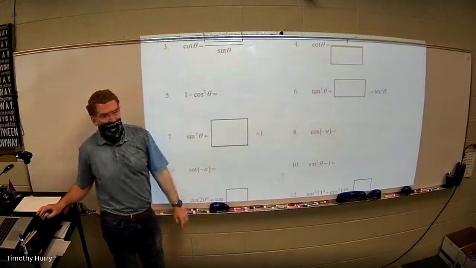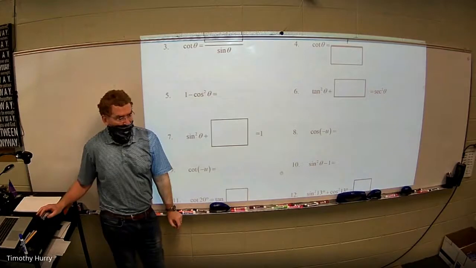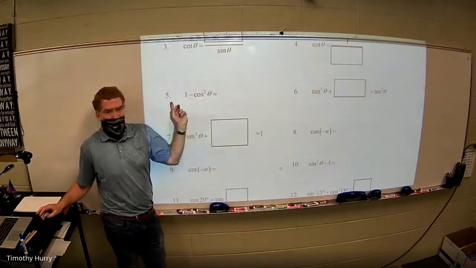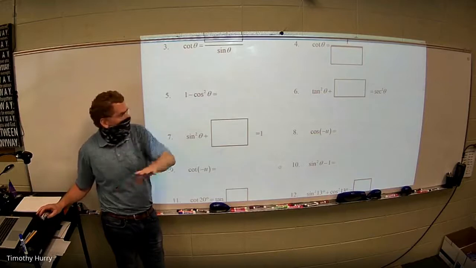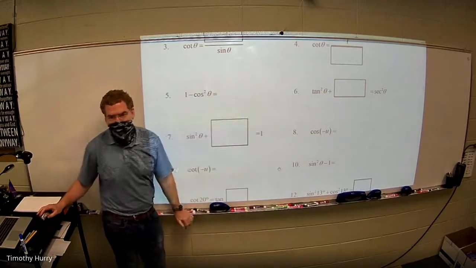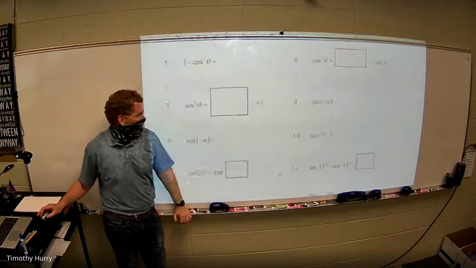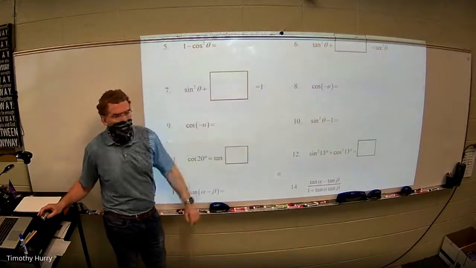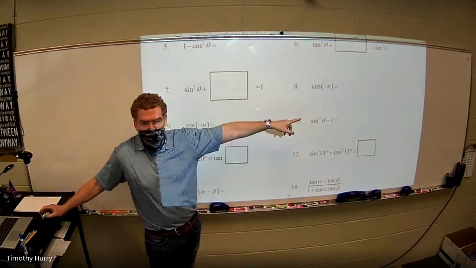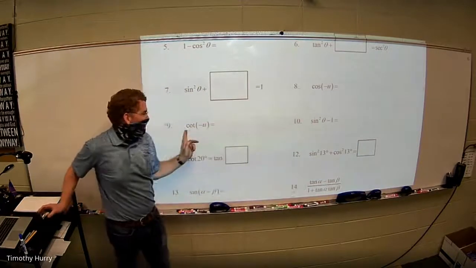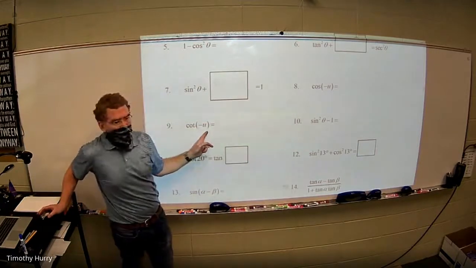1 plus cosine squared. Sine squared. Be careful because sometimes I write cosine squared minus 1, and that would be negative sine squared. So be careful. Tangent squared plus blank equals secant squared. 1. Sine squared plus blank equals 1. Cosine squared. Cosine of negative u.